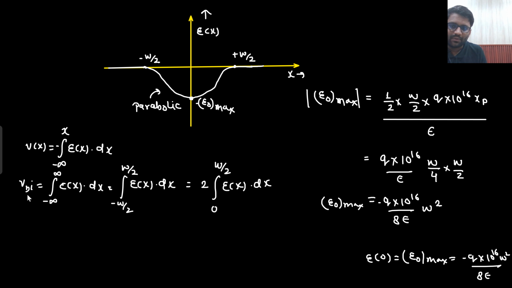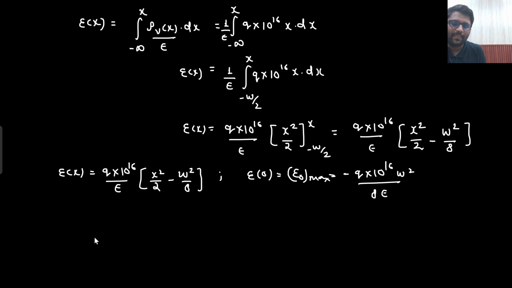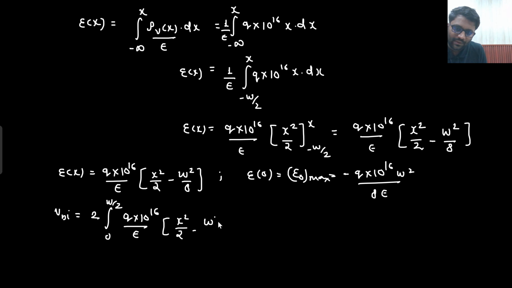So now what I know is that my built-in potential would be, if I integrate this particular expression between 0 to w by 2, my job would be done. So my built-in potential would simply be 2 times the integral from 0 to w by 2 of q into 10 to the power 16 upon epsilon, x square by 2 minus w square by 8, dx. This is the scenario I need to focus on.